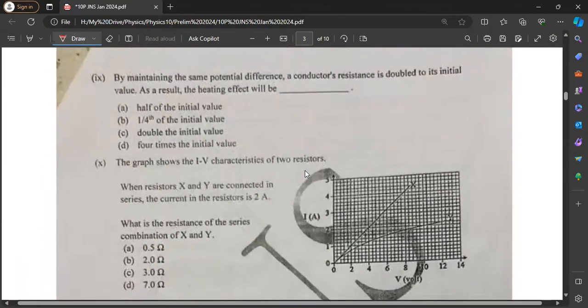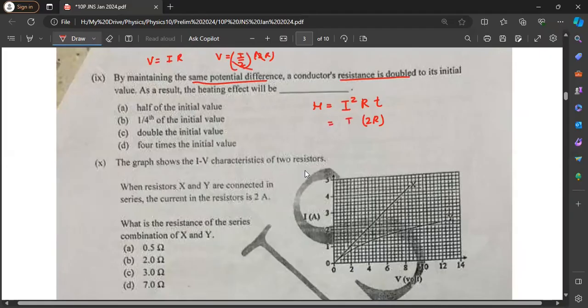Now, question number 9. By maintaining the same potential difference, the conductor resistance is doubled its initial value. As a result, the heating effect will be what? Heating effect is equal to I square RT. If the resistance is doubled, I will take 2R, and they are keeping the same potential difference. So V is equal to IR. Therefore, if I have 2R, then it has to be I by 2 for V to remain the same, because that is going to get cancelled.